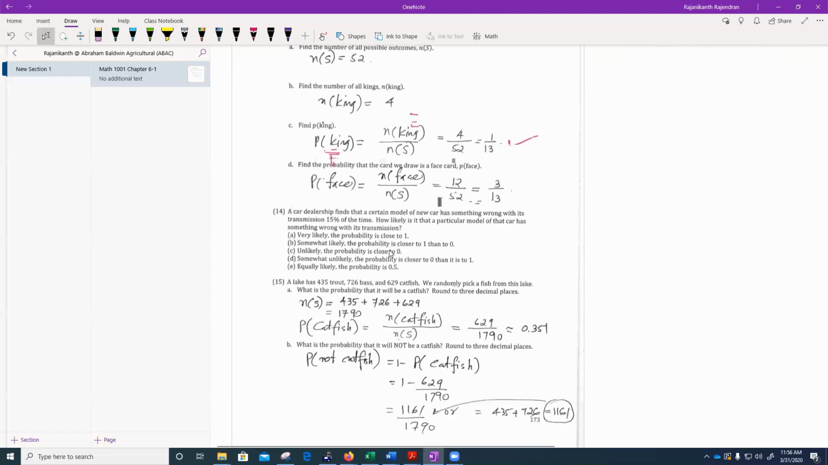Find the probability that you draw a card and that card is a face card. Okay, now in this problem, this is my event E, getting a face card. Remember in your sample space, there are 12 face cards. So n of S is 52, so 12 over 52, and if you divide by 4, you will get this. I'm writing it as a fraction.